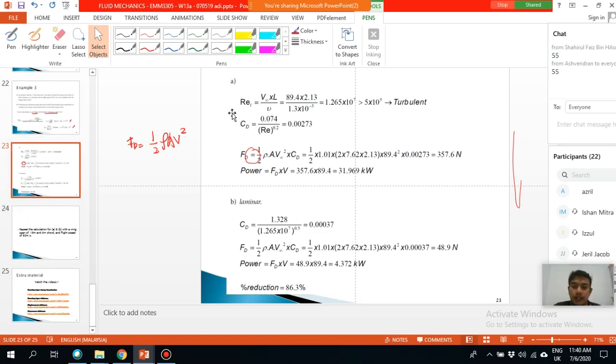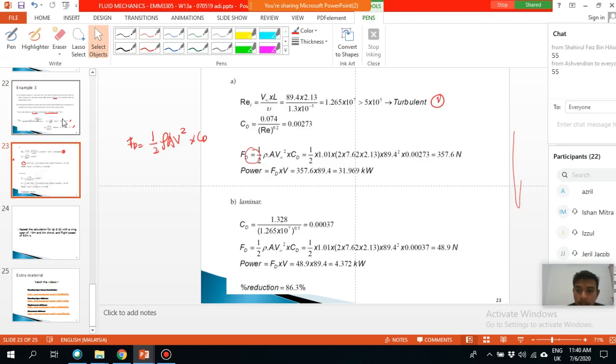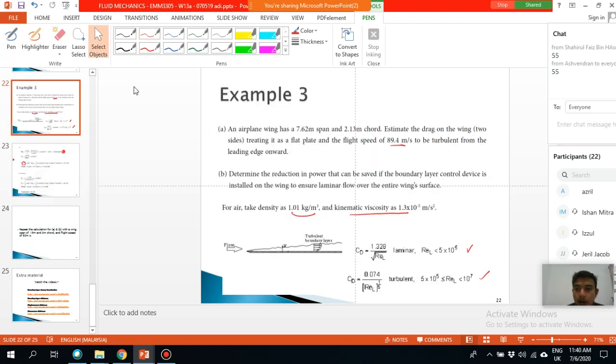Okay, so in this case we need to find FD first. This is the formula of FD: one over two rho A V squared times CD, where CD is the coefficient of drag. First of all, as I mentioned, you need to calculate the Reynolds number. In this case your V is 89.4, and for your length, it is your chord.